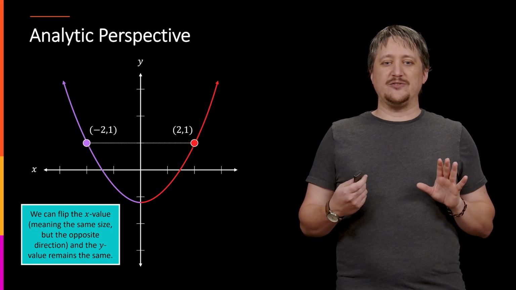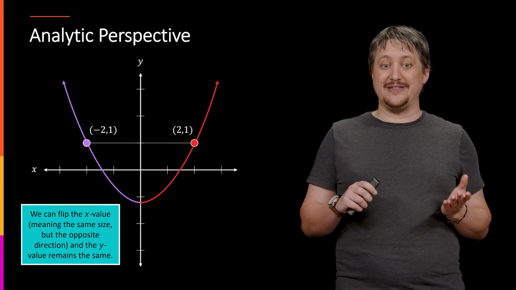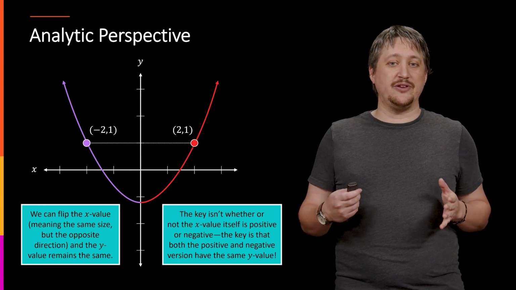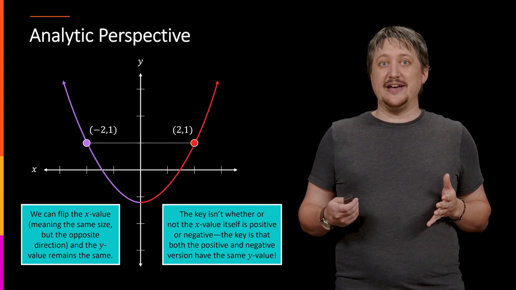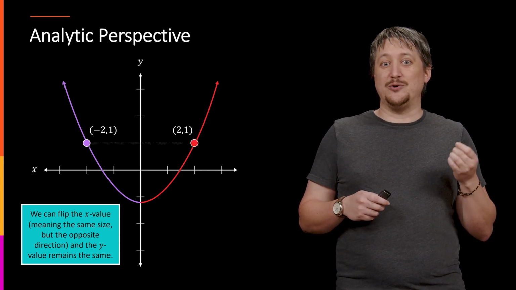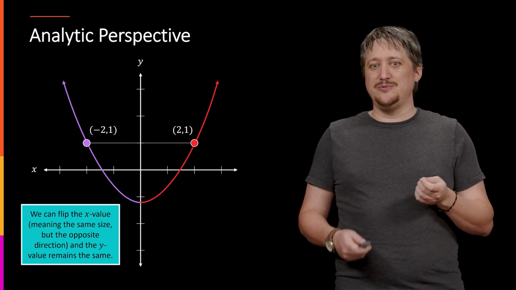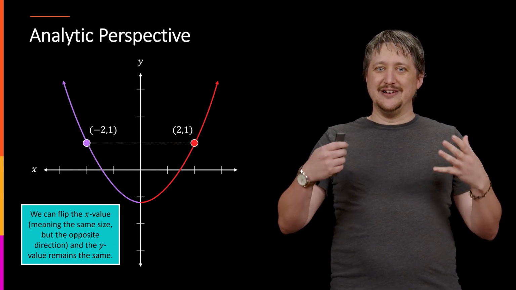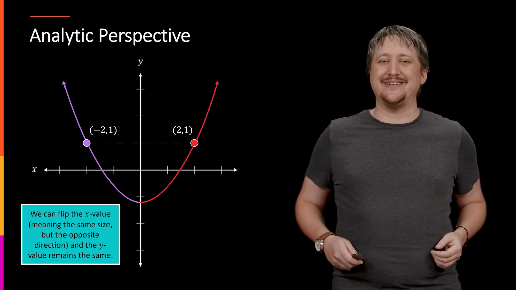And an important thing here is that I picked the right-hand side arbitrarily. What I'm saying is we can flip the x value, meaning we can use the same size but in the other direction, and we get the same y value, but that doesn't care whether the original x value was positive or negative, right? So if instead I started with (-2, 1), I'd know that if (-2, 1) is on there, then (2, 1) is also on there. So this is the geometric version of this even property.